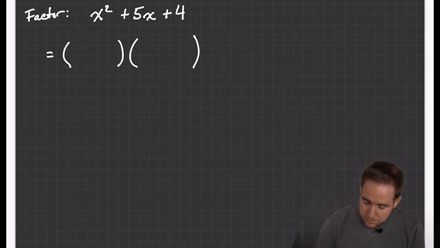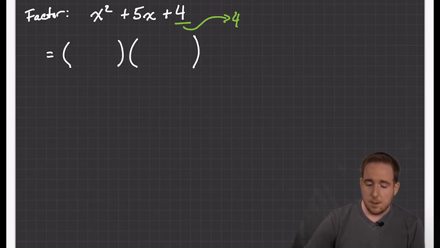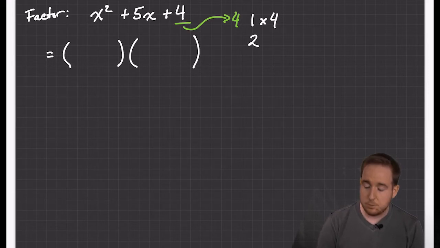So the first thing I do is look at the last number, which in this case is 4. And now I have to make the complete list of the ways to make 4 by multiplication. And for 4, it's actually fairly short, but I'll show you how to write them in order so you can always be sure you haven't missed any one. Always start with 1. 1 times what is equal to 4? Well, the answer is 4. Now try 2. 2 times what is equal to 4?